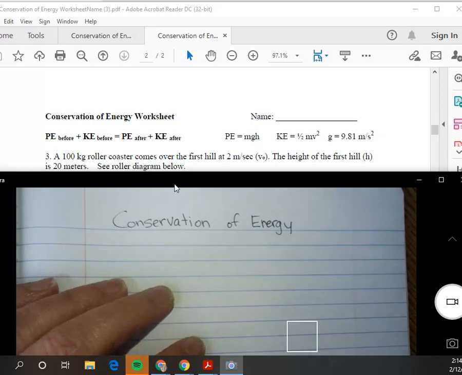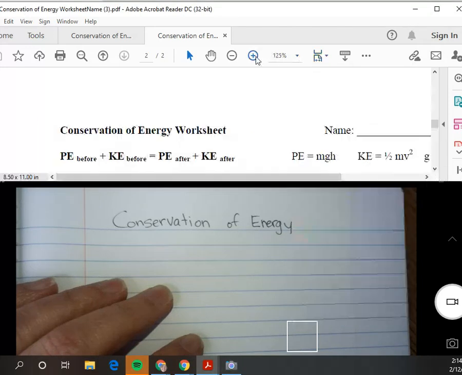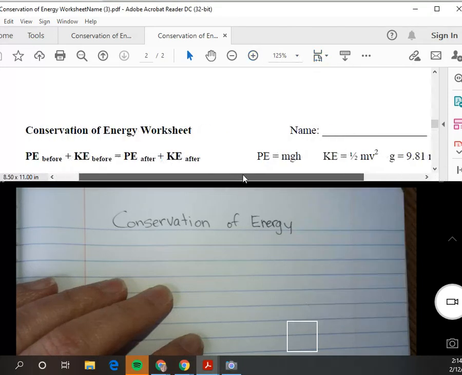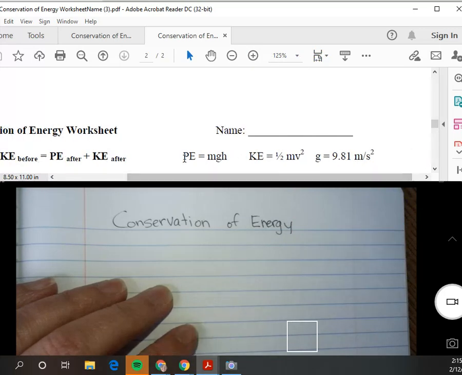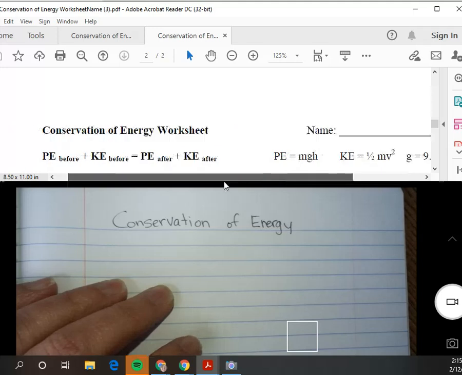If we look at our worksheet here today, we can see there's a formula that we're going to be using. And then there are also the old formulas that we had. The potential energy is mass times gravity times height. Kinetic energy is 1/2 mass times velocity squared. And we'll continue to use 10 for our gravity just to make it consistent.